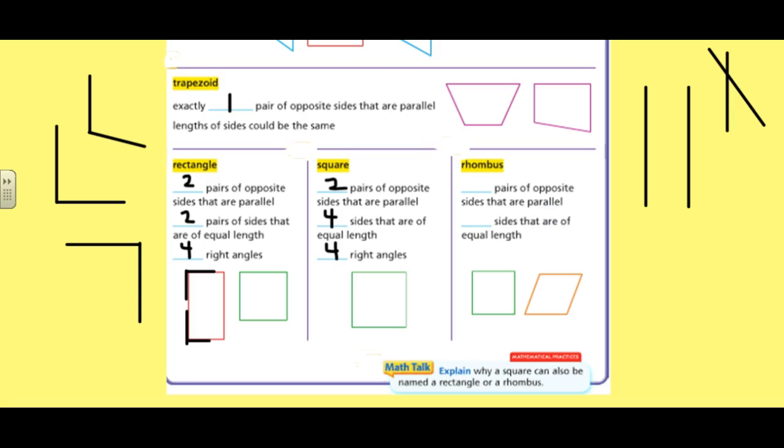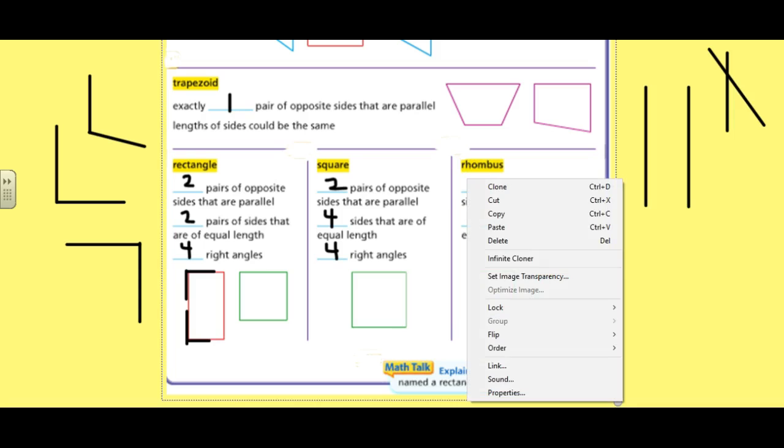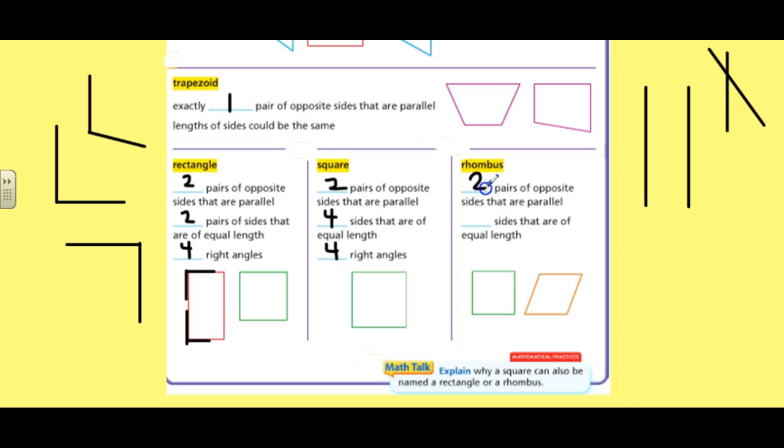And you can see that if I were to draw lines on the opposite sides, the opposite sides of a rhombus are also going to be parallel. I know that they're slanted, but just because they're slanted doesn't mean that they can't be parallel because they're both slanted in the same way. So if they were to keep going and going and going, they would never intersect and they would never touch. So blank pairs of opposite sides that are parallel, there are 2 pairs of opposite sides that are parallel on a rhombus. And there are blank sides that are of equal length, and there are 4 sides that have equal length. And that's what makes a square also a rhombus, because a square has 4 sides that are of equal length, and a square has 2 pairs of opposite sides that are parallel.